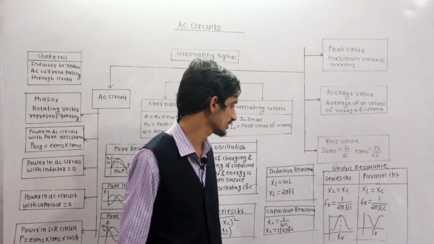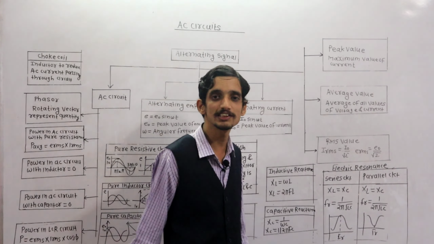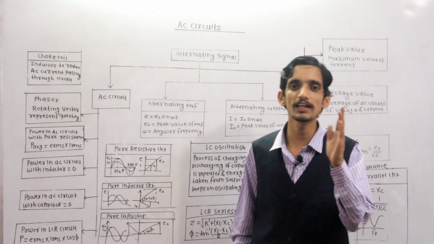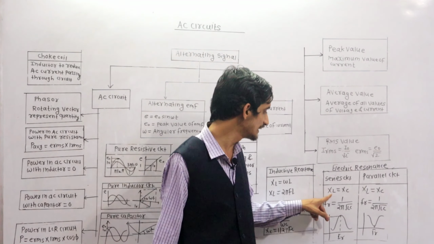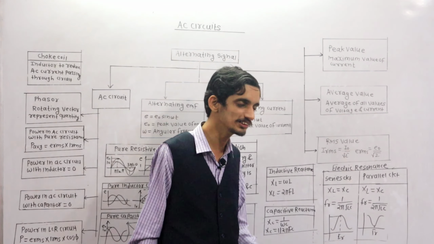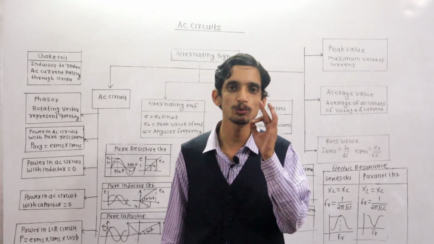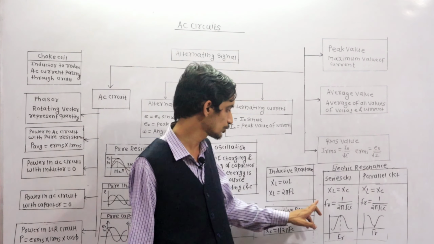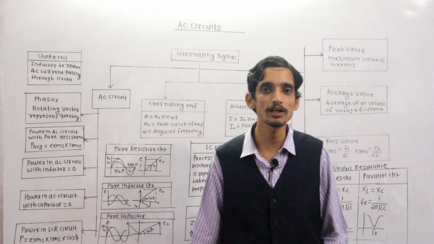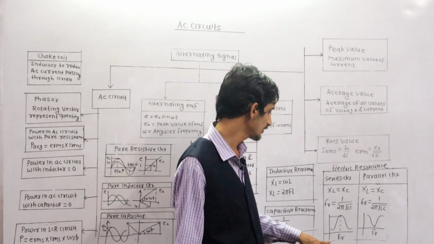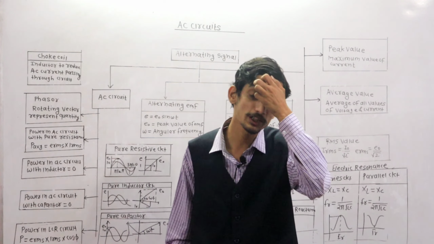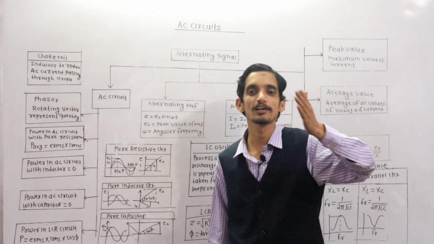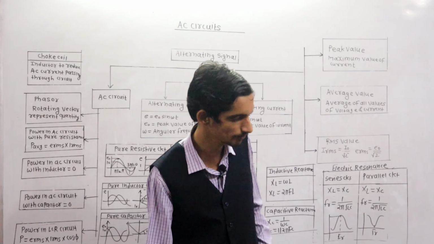Then an important point is resonance, electric resonance. In a series LCR circuit, R, L, C are connected in series. At resonance, XL is equal to XC. So the resonant frequency f_R is 1 upon 2 pi root LC, and current reaches its maximum value at one particular frequency, which is called the resonant frequency.